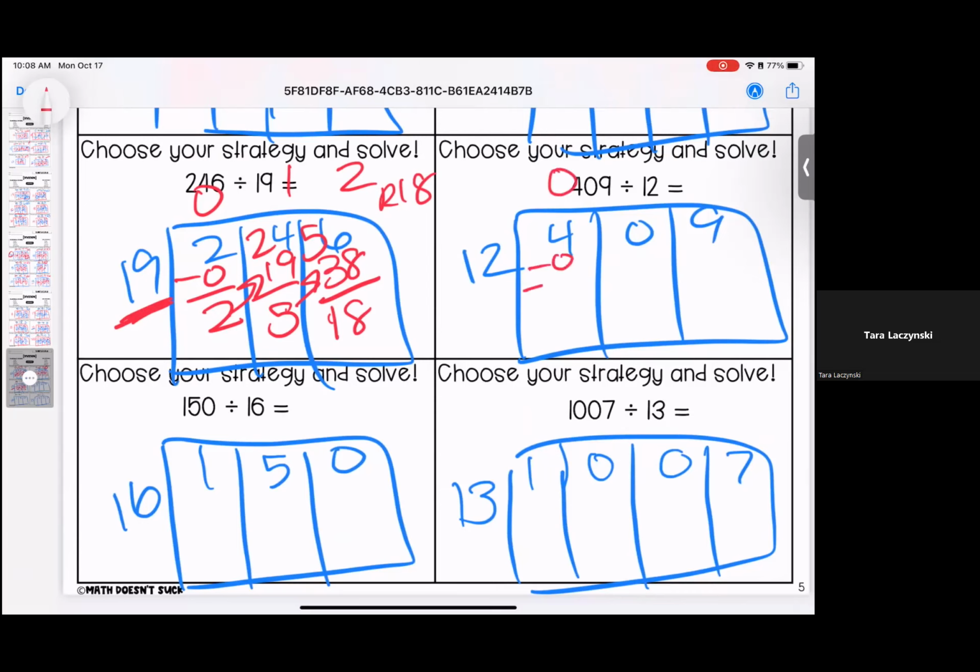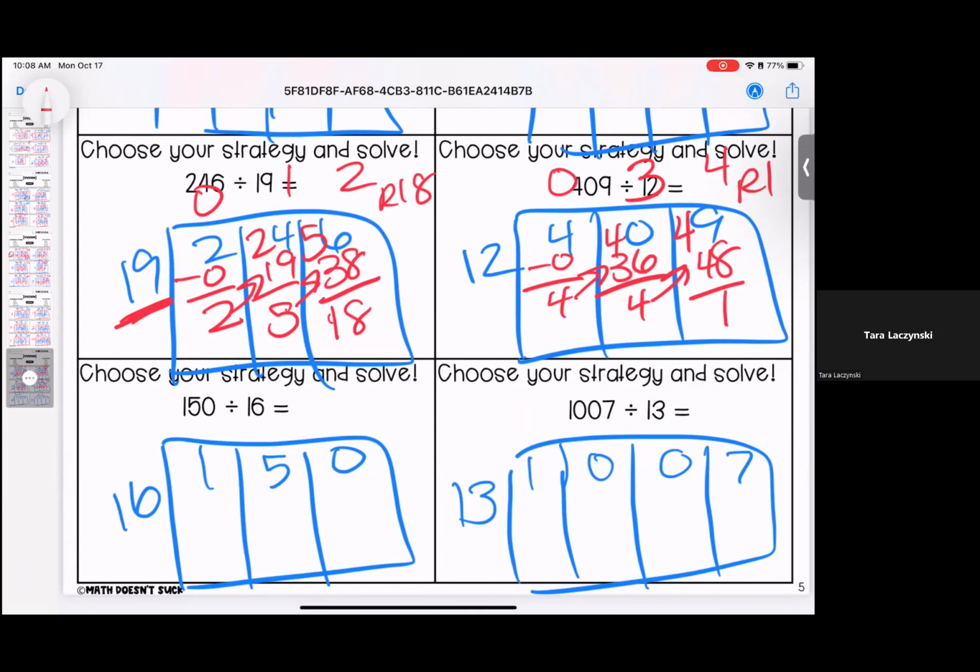12 does not go into 4, but it does go into 40. It's going to go in 3 times. 12 times 3 is 36. When I subtract, I get 4. I bring it next door. 12 is going to go into 49 4 times. 4 times 12 is 48. That leaves me with a remainder of 1.